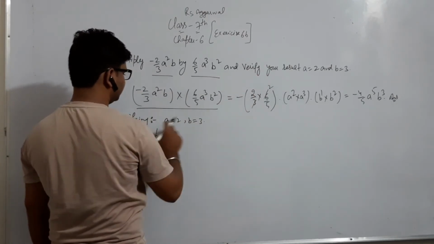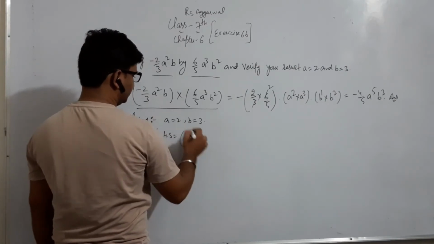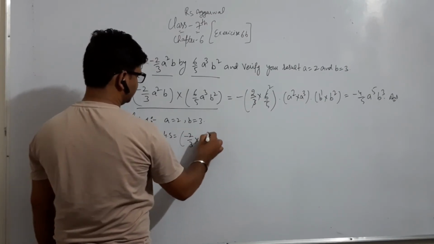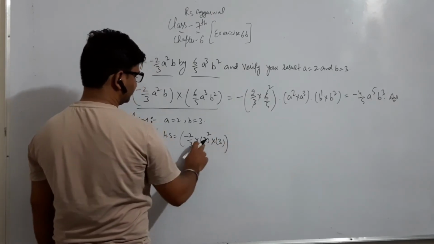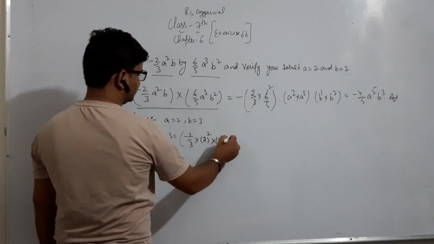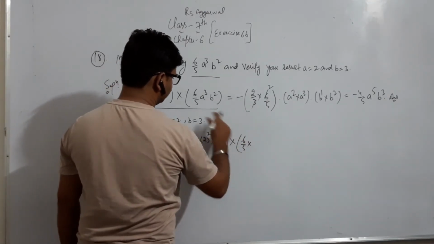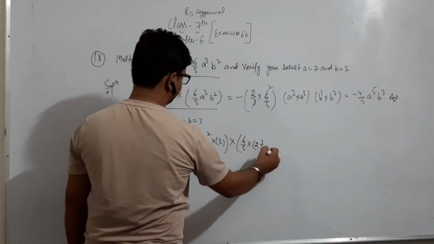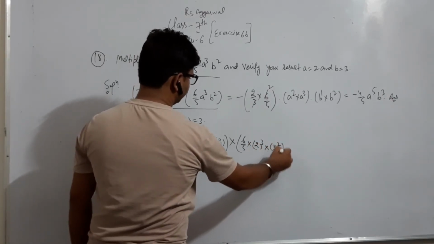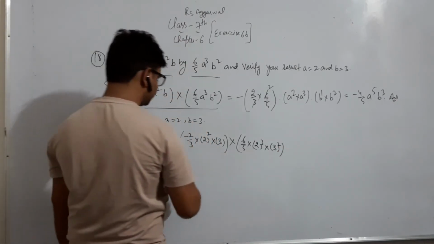So we put the values of a is 2. This is minus 2 by 3 into a, a means 2, so we put 2 raised to power 2 into b is 3. Next is 6 by 5, here the a value we put 2 raised to power 3 into b is 3, so 3 raised to power 2 is here. Now we calculate what is the answer of this one.